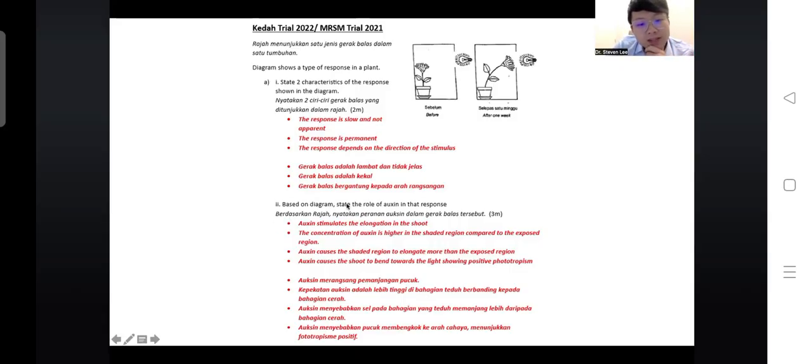Based on the diagram, state the role of auxin in the response. Basically, they ask you to talk about phototropism, positive phototropism. Only 3 marks. So you should talk about the function of the auxin, and compare the concentration of auxin. It's always higher in the shaded region. Talk about the elongation rate, which side elongates faster. And last but not least, the direction of the root bending and the name of the response.